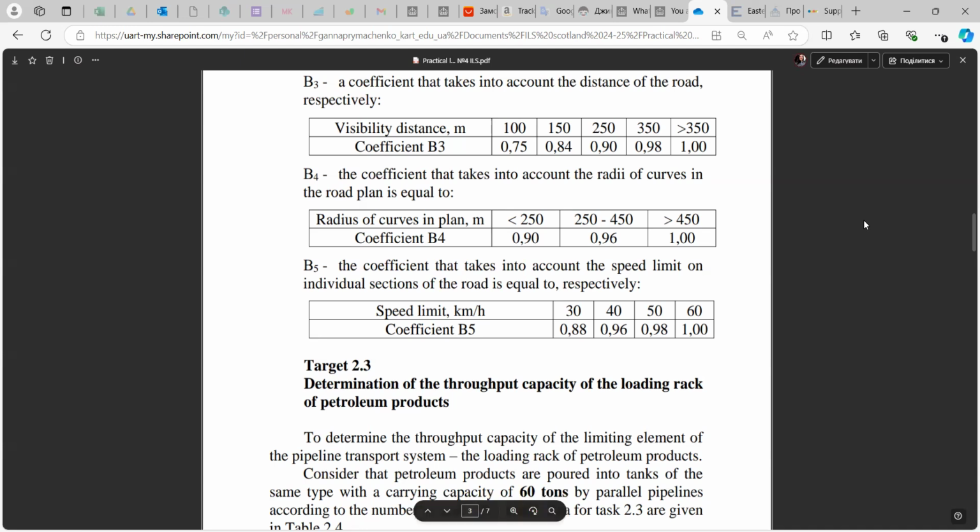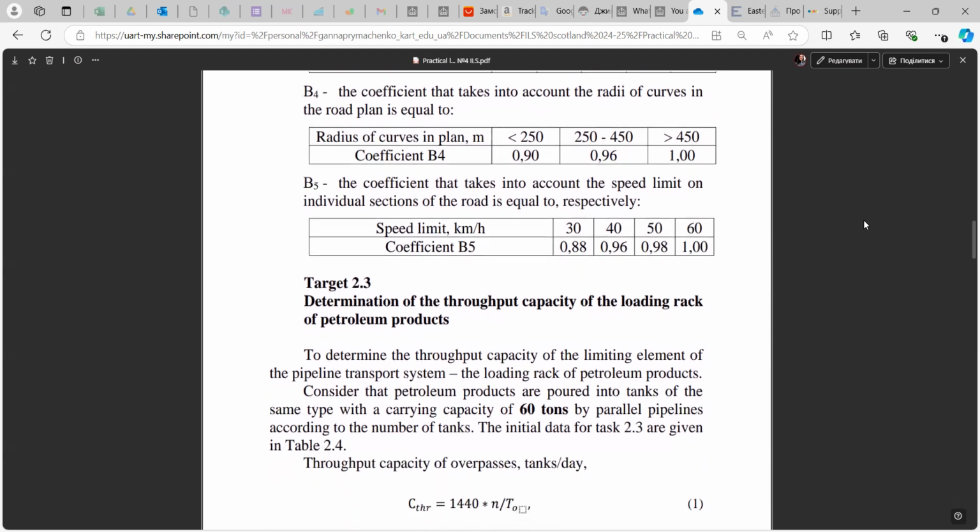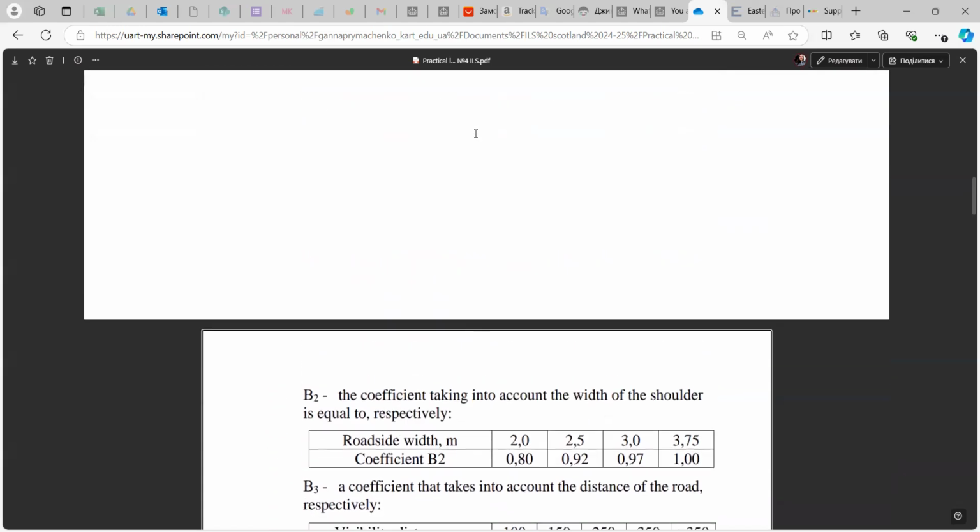Okay, now we find the next coefficient, we multiply by the next one, it is coefficient b with index 4. So we need to find what this coefficient means. It is the coefficient that takes into account the radii of curves in the road plane. We need to find some information, the radius of curves in plane, in meters. So, okay, find it in our table 2.3.